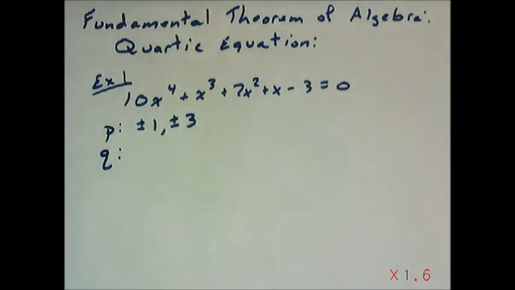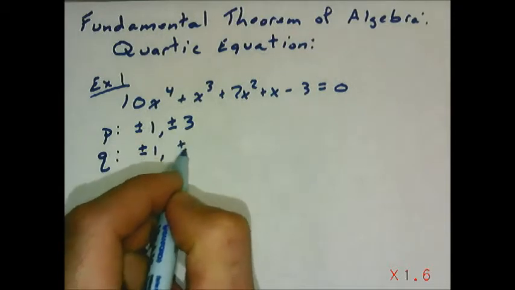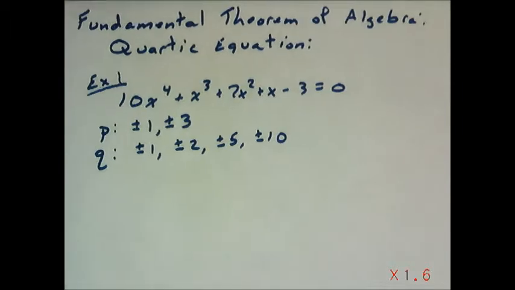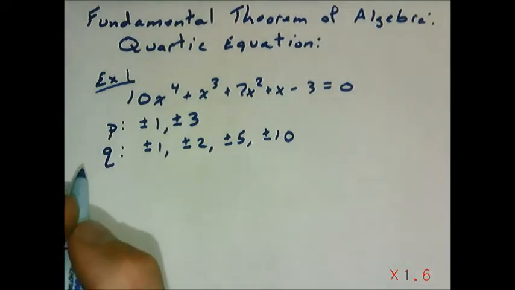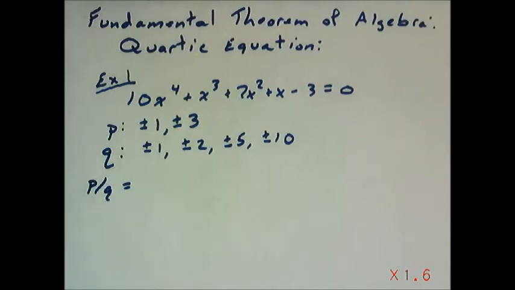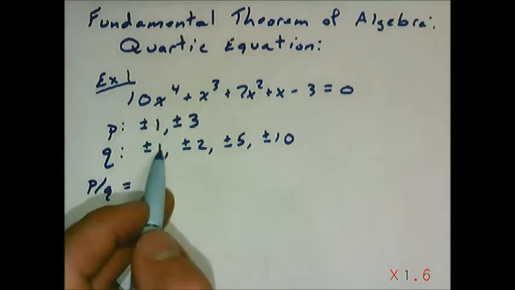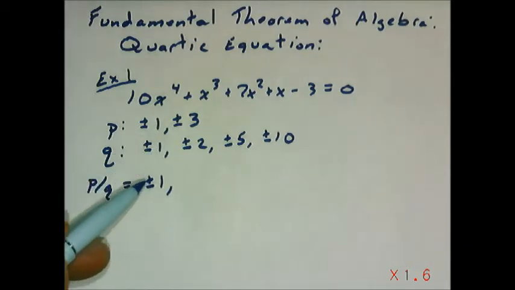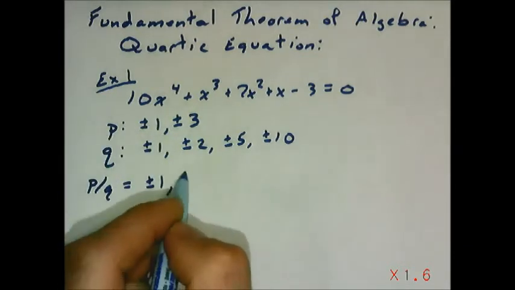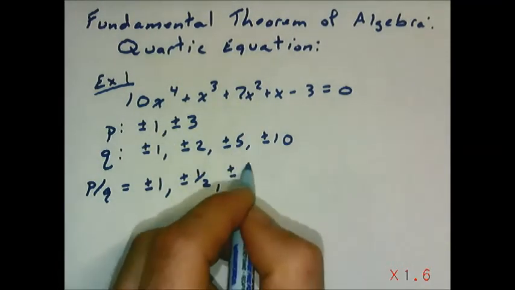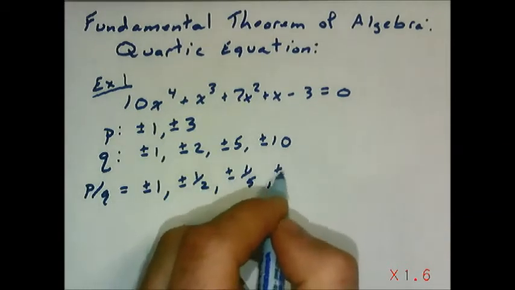This time, if we look at the q factors, which is the leading coefficient factors, we have plus or minus 1, plus or minus 2, plus or minus 5, and plus or minus 10. In order to have a rational possible answer, we're going to take our p's and divide them by q's. So in this case, if I take 1 and divide it by each of these terms, some interesting things happen. I have 1 divided by 1, which is 1. 1 divided by 2, I get plus or minus 1/2. 1 divided by 5 gives me plus or minus 1/5, and plus or minus 1/10.